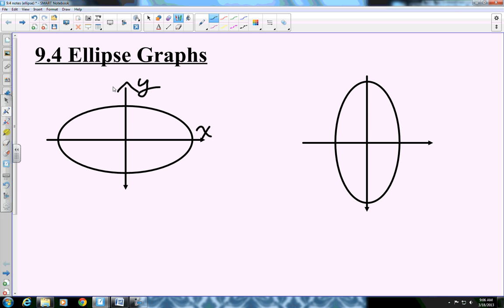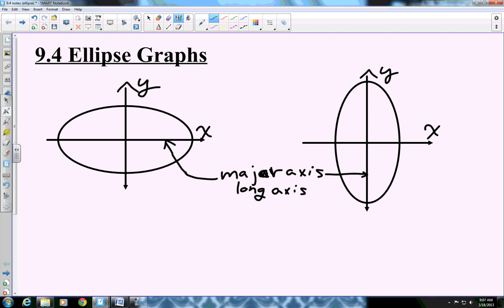So the long axis is always called the major axis. And here, that would be the y-axis. Okay, so if the long axis is the major axis, then the short axis is the minor axis. And that would be x.